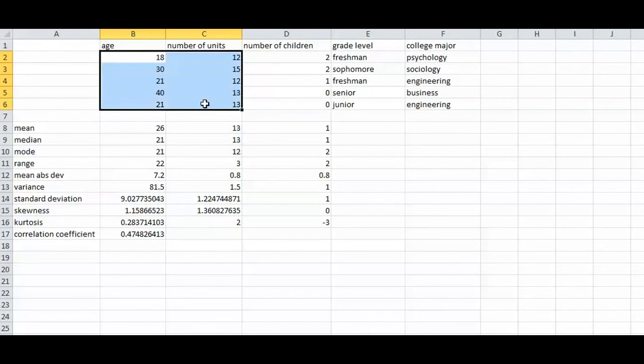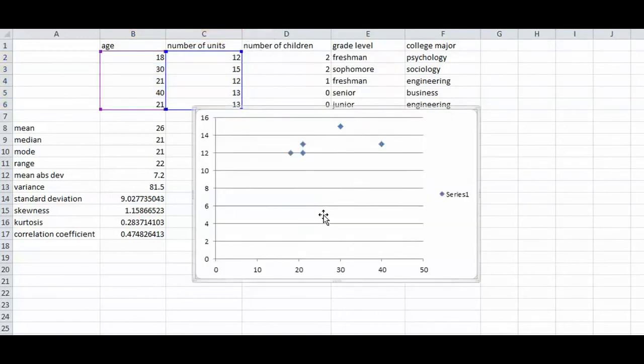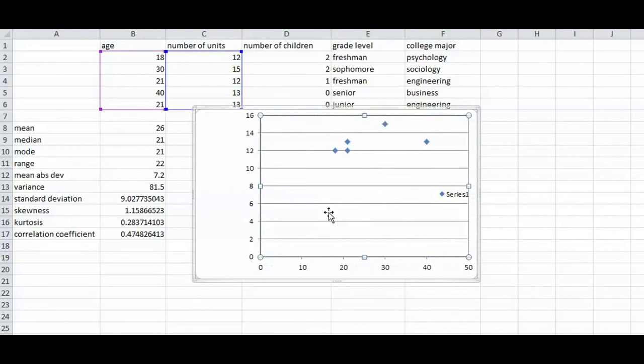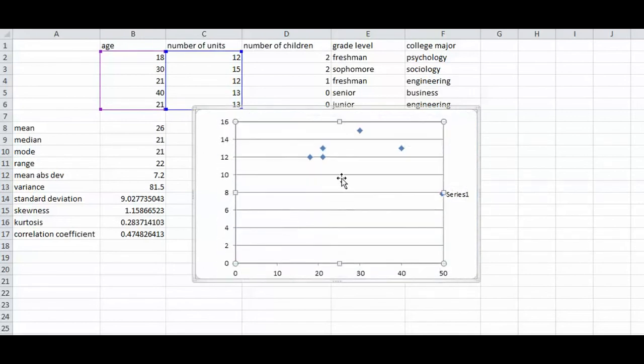We can highlight these numbers, and then go up to insert. You can't see what I'm doing, but I'm going to create a scatter plot. So it is somewhat of a positive correlation, because right here we can see that the dots are rising from left to right. This dot over here is more of an exception to the pattern.